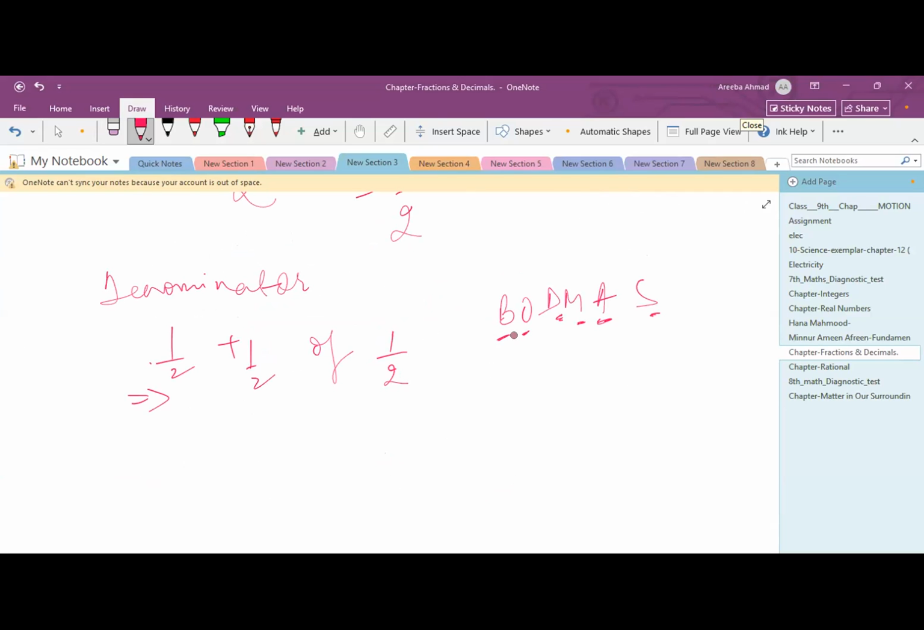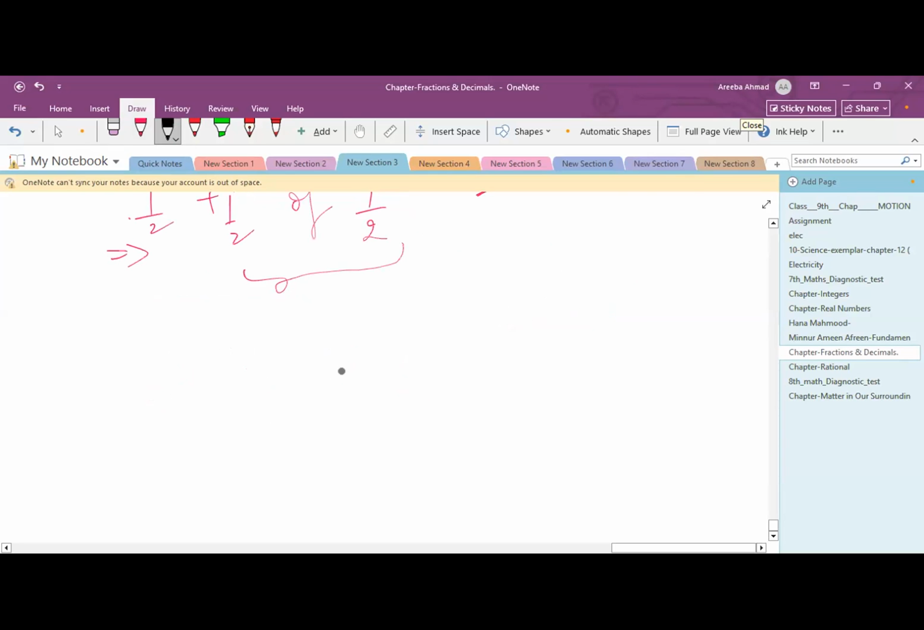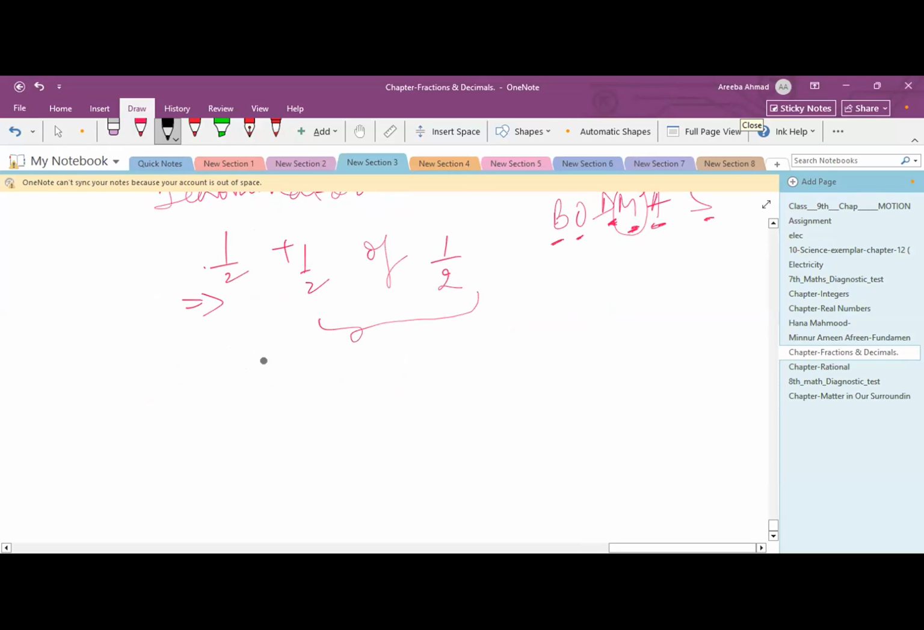BO, that means bracket of. If there is any bracket, then I need to solve that, no matter whatever the sign is. Then I have to follow the division, then multiplication, then the addition, and then in the last subtraction. So I have addition and multiplication this time, so M comes first, that means I'll multiply it first. This is important, that's why I've discussed this question. So let's multiply and keep this one as it is.